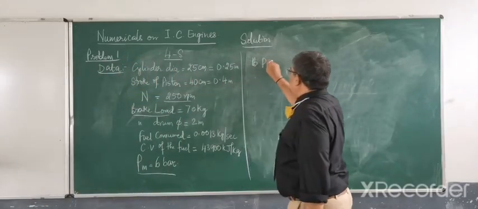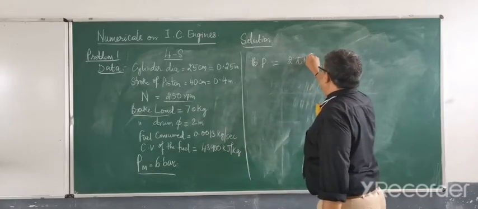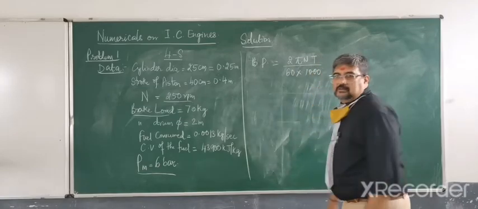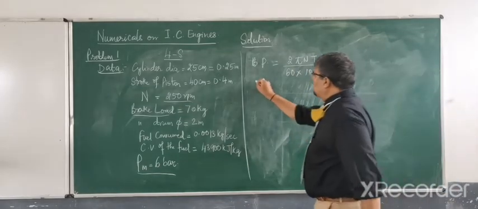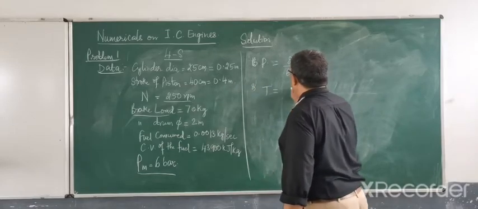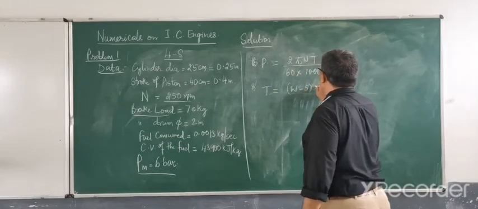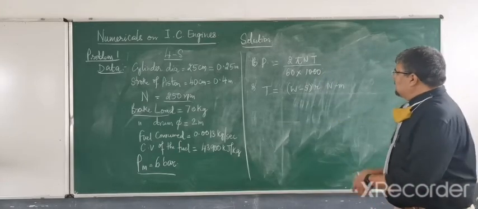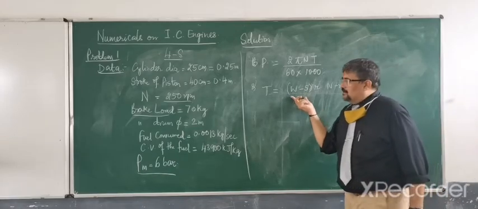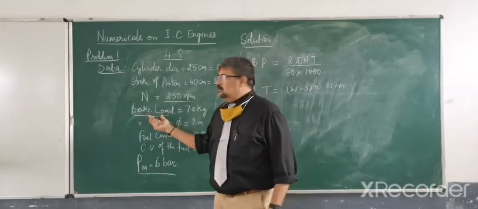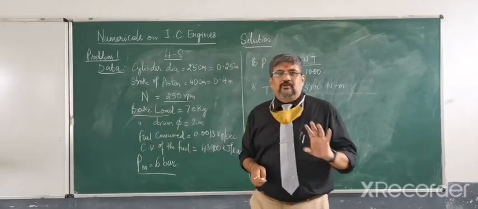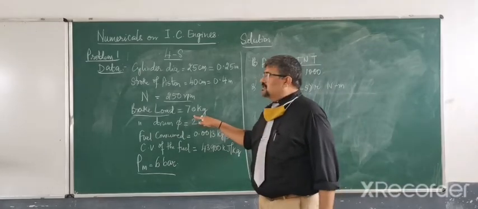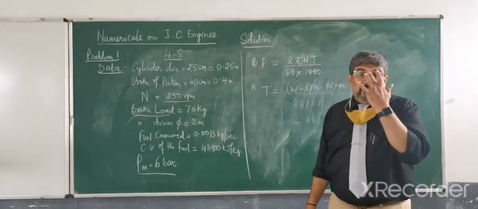We know that brake power is equal to 2 pi NT divided by 60 into 1000 kilowatt. And what is the value of T? T is equal to W minus S into R Newton meter. We want it in Newton meter. Since W minus S is directly given, what is given is the brake load. Brake load means the net load acting on the brake drum, which is 70 kgs.